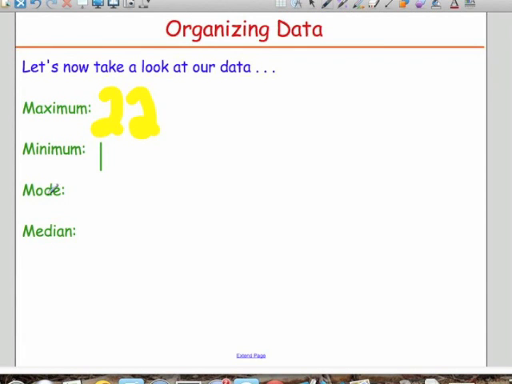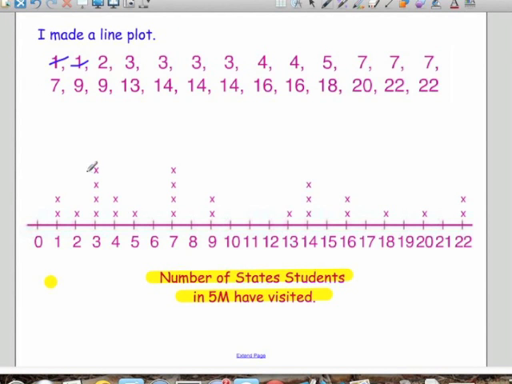I'm going to write 1. Next, we need our mode, and if you remember, mode kind of sounds like the word most. So this is the one that occurs the most often. So which number occurred the most often? Okay, here I can see 2, here I can see 1, 2.